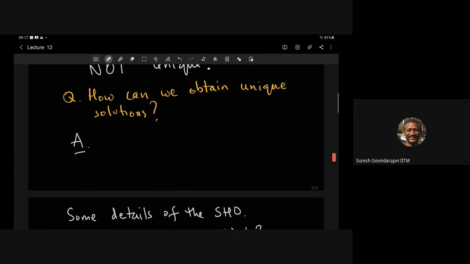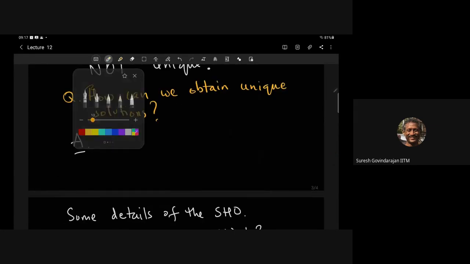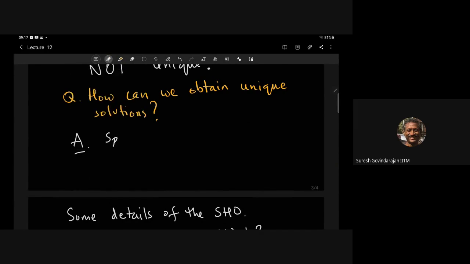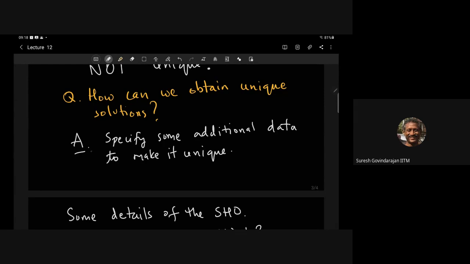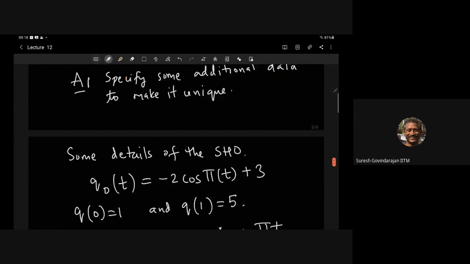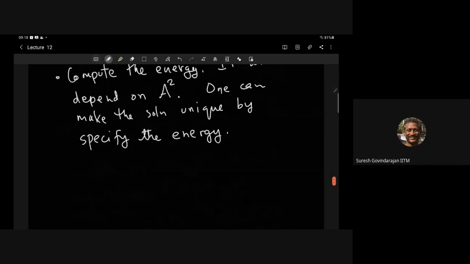So coming back to this, now we will return to this. Maybe specify some additional data to make it unique. That is answer 1. So that's what we did here: we specify the energy. Answer 2 is also interesting.